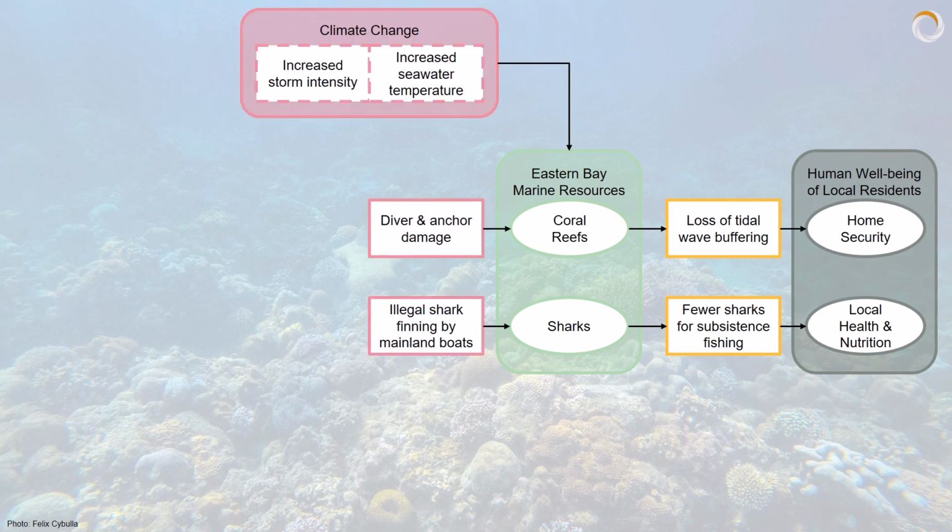Once the team is clear about conservation targets, they then identify the main direct threats to them. In other words, the human-induced actions that directly degrade the status of the conservation targets. Here you can see some climate-related direct threats such as increased storm intensity and increased seawater temperature. You can also see non-climate threats.